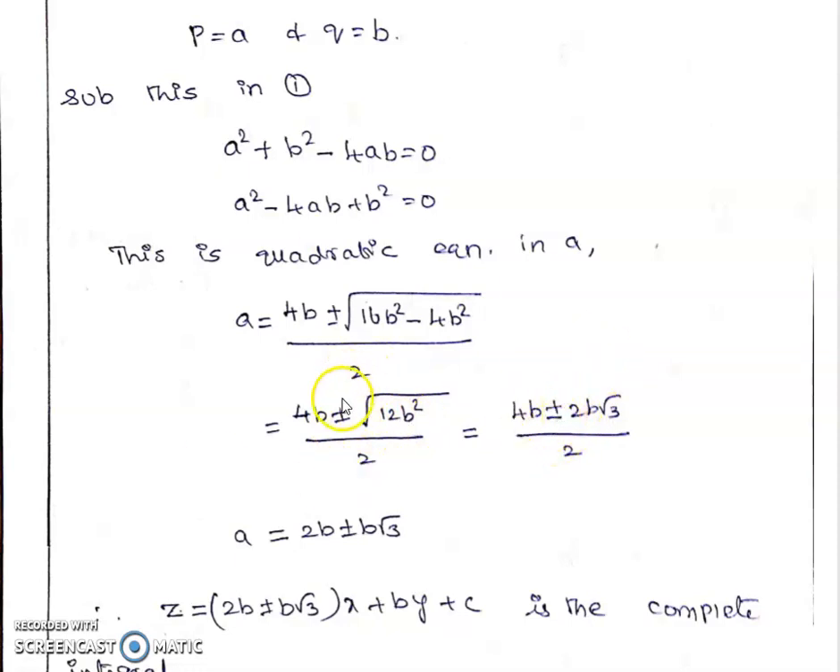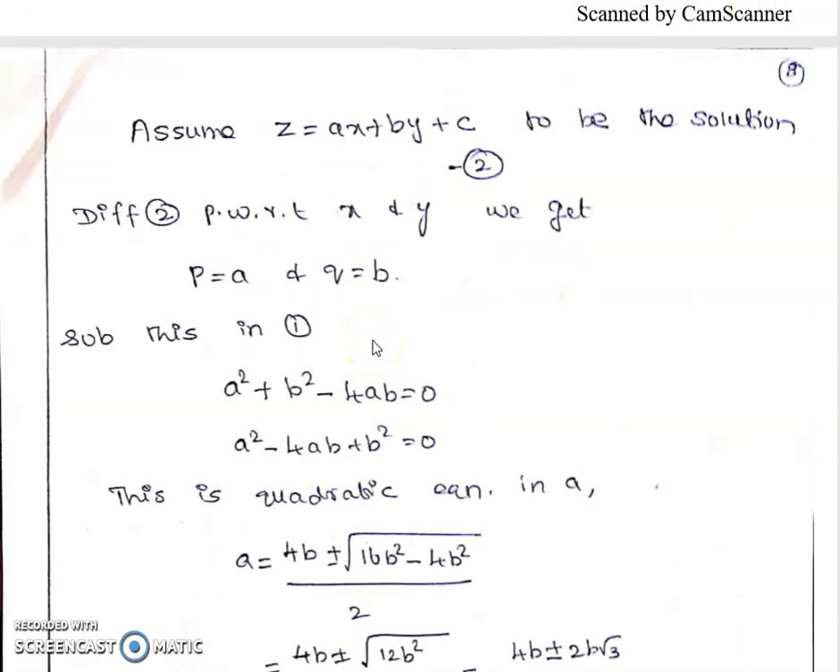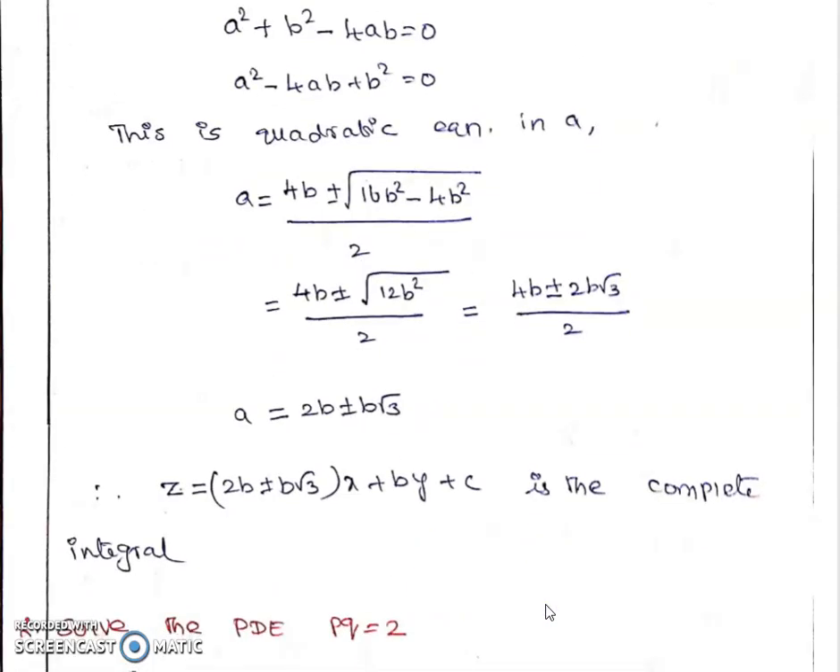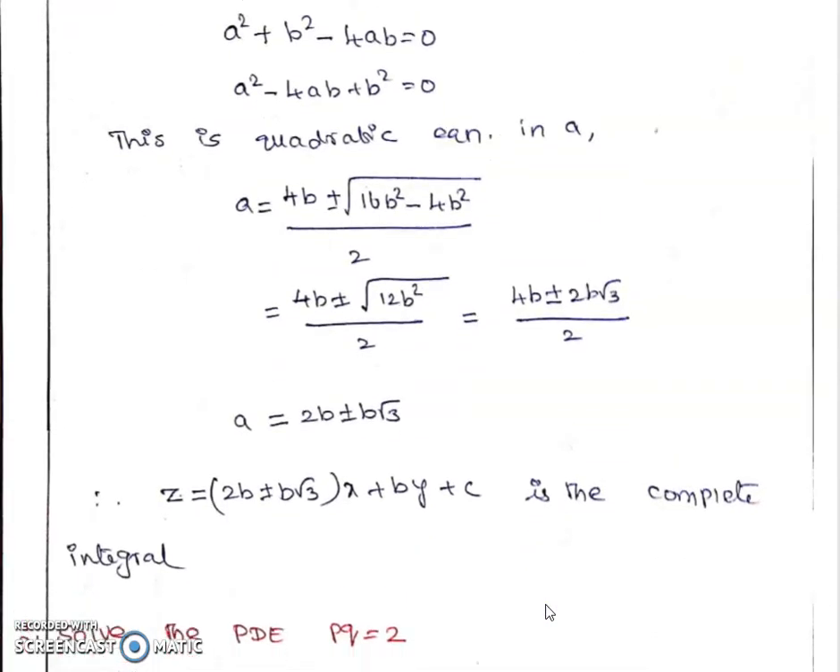So 4b plus or minus root of 12b square by 2. Taking the square root of 12, we can write 2 root 3 into b, since the square root of b square is b. Now divide through by 2, it can be written as 2b plus or minus b root 3. So we got the a value. Substitute this a value in the solution. We get z is equal to (2b plus or minus b root 3) into x plus by plus c, which is the complete integral of the given partial differential equation.